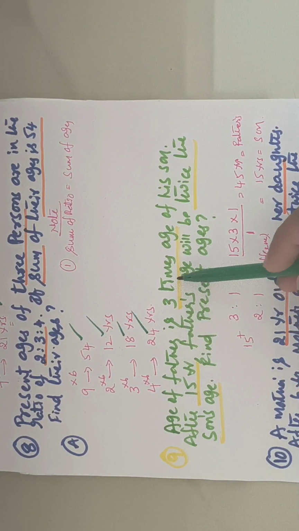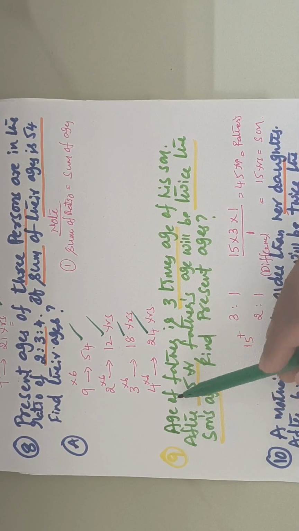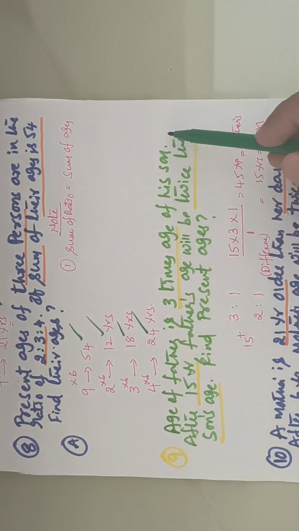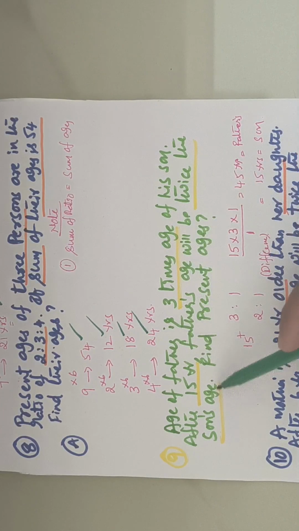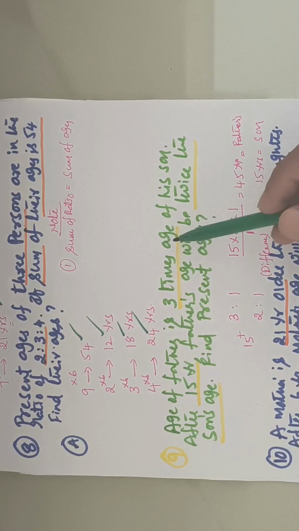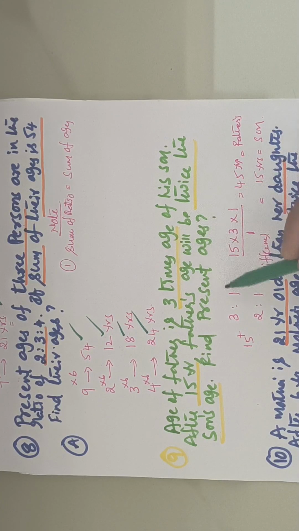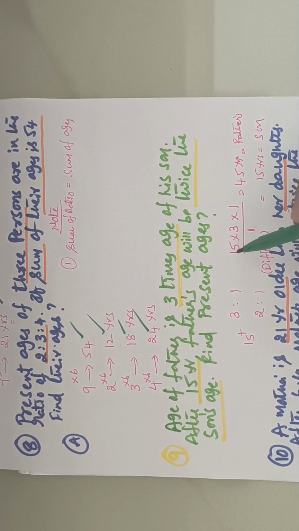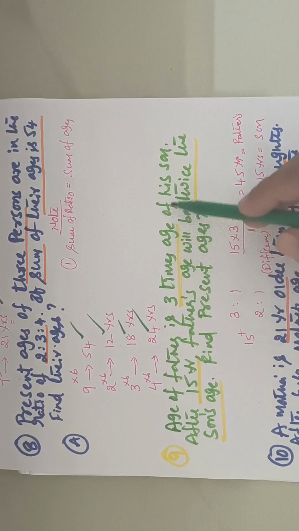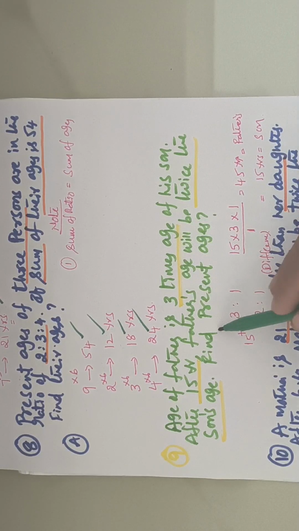Age of father is 3 times age of his son. This is the 9th question. Age of father is 3 times age of his son. After 15 years, father's age will be twice the son's age. Find the present ages. Here also the ratio difference is not the same, so we have to follow the earlier method. So 3 is to 1, age of his son. Age 3 times of his son means it is present.